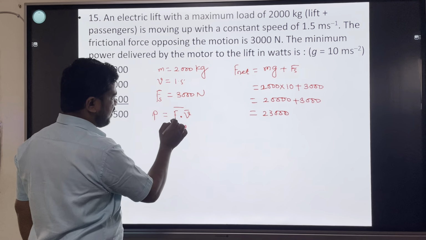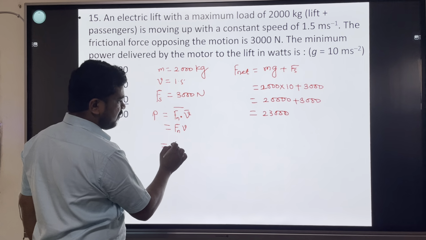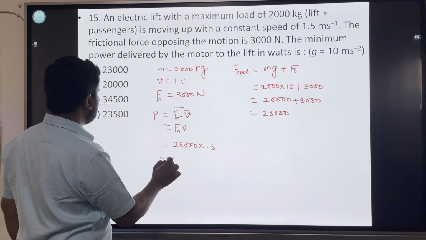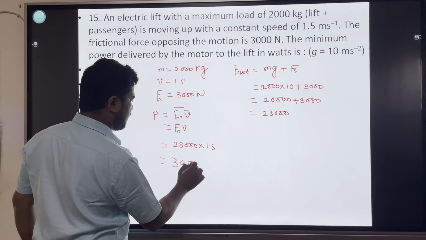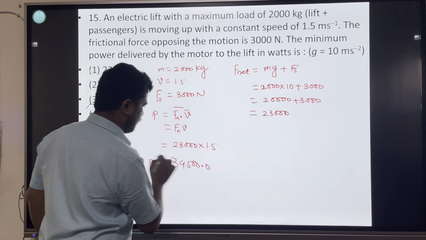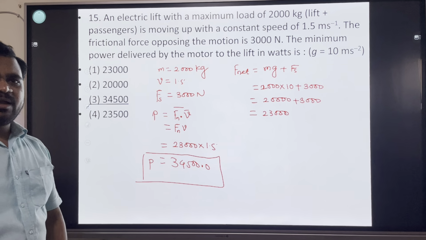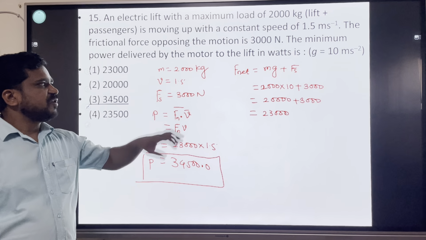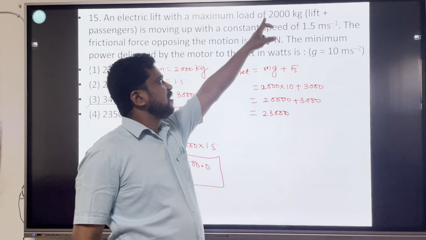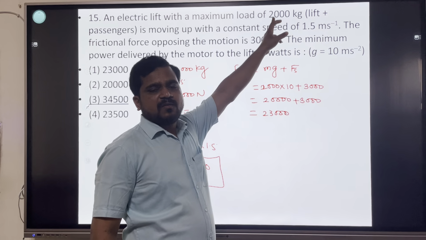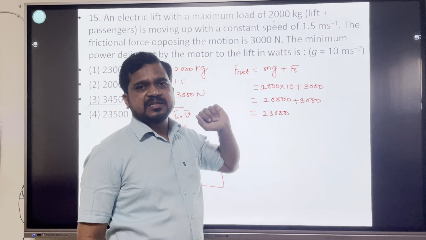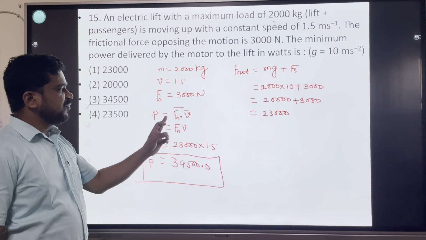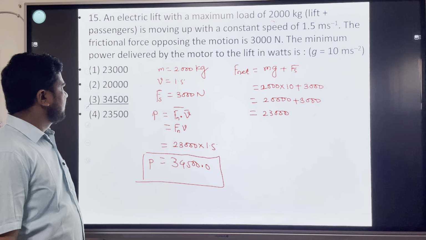Use this force in the formula. F net, 23,000, into velocity 1.5, the multiplication gives 34,500. Power is 34,500. Net force on the lift is force due to mass and force of friction. The power formula is: if force and velocity are given, P equals FV.